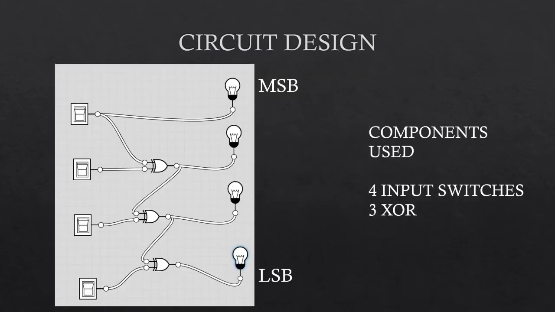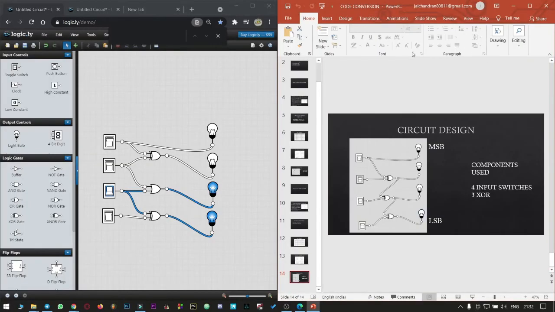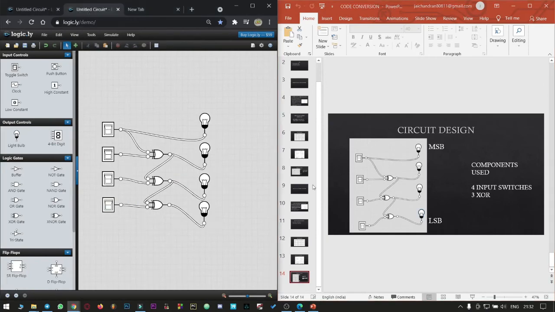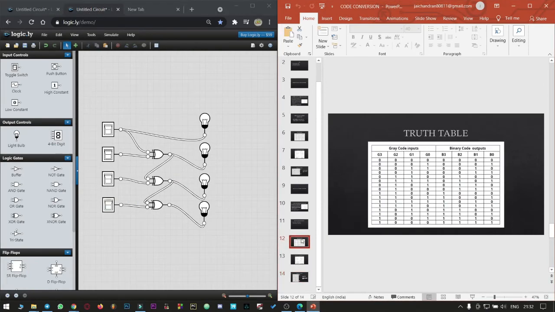Here we have the circuit design, which includes components such as the input switches, 3 XOR gates, and 4 bulbs which represent the state of the output. Now let's move on to the simulation part and verify it with the truth table.